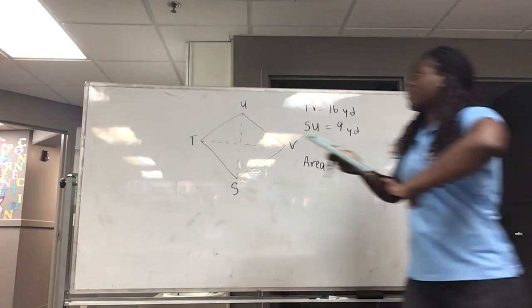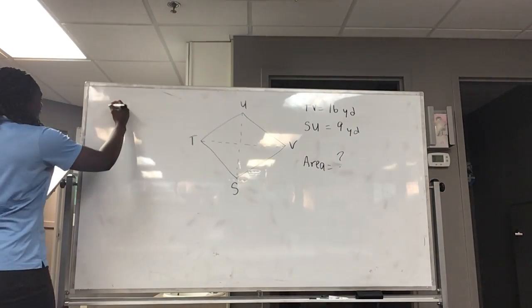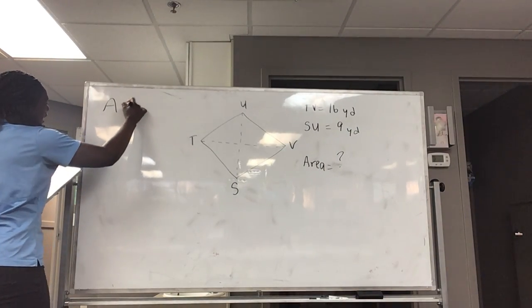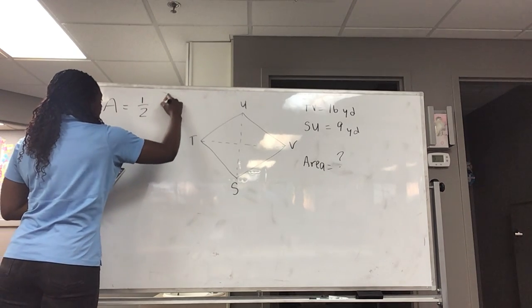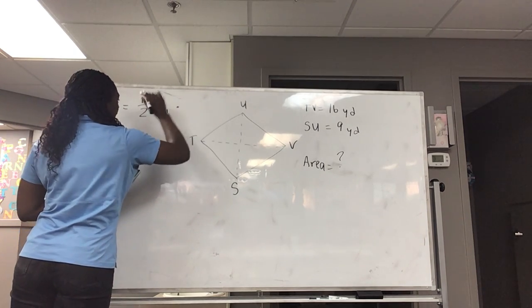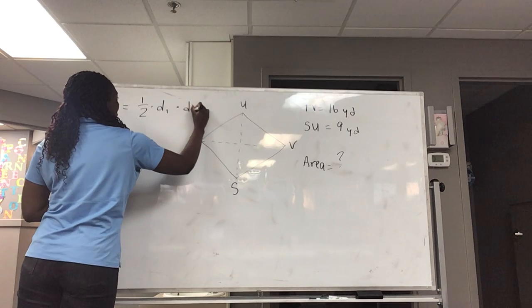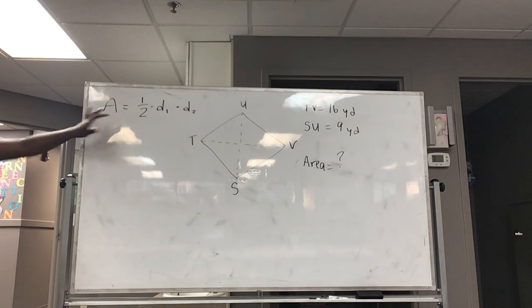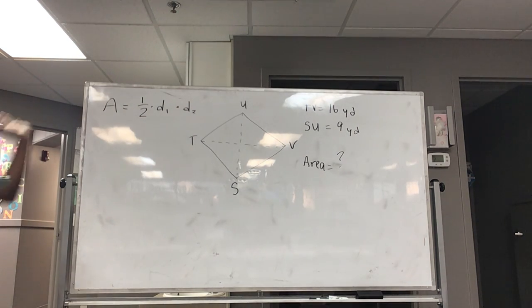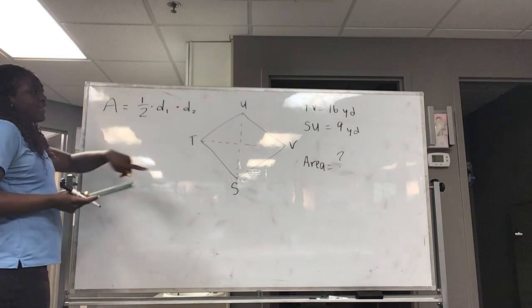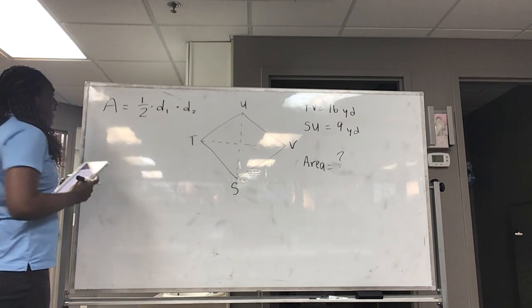Okay, so I hope you guys remembered it, but the equation to find the area of a quadrilateral using the diagonals is half times diagonal 1 times the second diagonal. So that would be our equation. So let's plug in what we know.